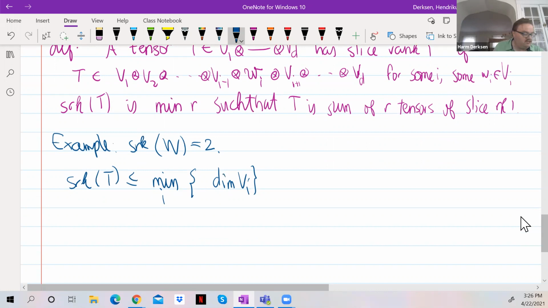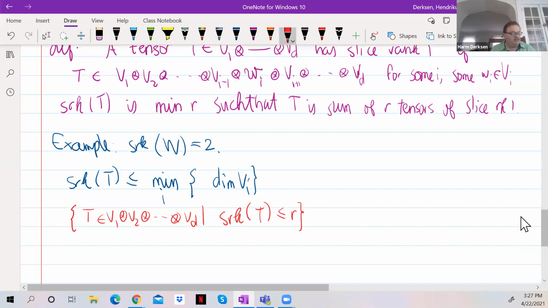One nicer property is something Tao proved, though it's kind of a standard technique. If you look at all the tensors for which the slice rank is at most r, then this set is already Zariski closed. So there's no need for a border slice rank, so to speak.